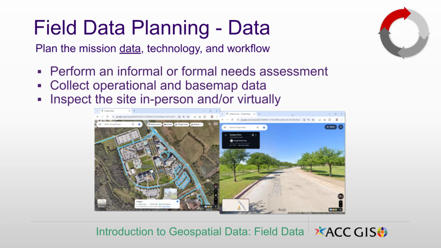Last, as part of planning the mission data, you need to inspect the site. You can do this in person and or virtually. And that's a really great thing about Google Maps and Google Street View, for example, is that before, if I had a project maybe in the valley, I had to drive down to the valley to inspect the site before I ever started collecting field data. But now with Google Maps, I can go almost anywhere in the world to inspect a site. And then a lot of places in the world, I can move to the street view where I can actually walk around the site. And you can learn a lot about the data you're going to collect just by inspecting the site before you go down there and start collecting the data.